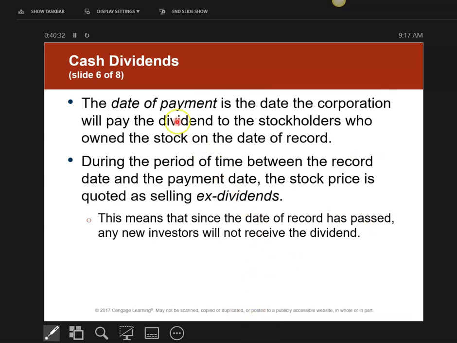Finally is date of payment. This is the actual date that the dividends will be paid. And you will need a journal entry for this date. Okay? So let's look at an example.